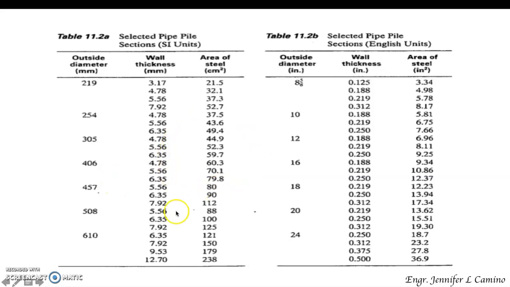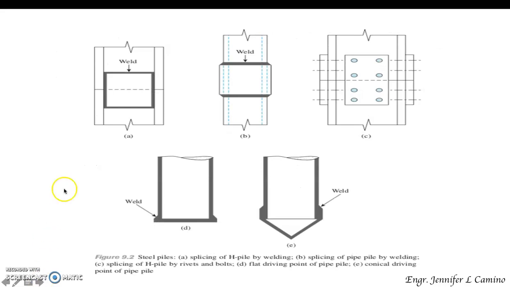So we have here a selected pile section. These are in SI units, and this one is in English units. We are given the outside diameter, the wall thickness, and of course the area of the steel pile. So here is an illustration for steel piles. You have the splicing of H-piles by welding, and the splicing of H-piles by rivets and bolts. You have the flat driving point of the pipe pile, and the conical driving point of the pipe pile.